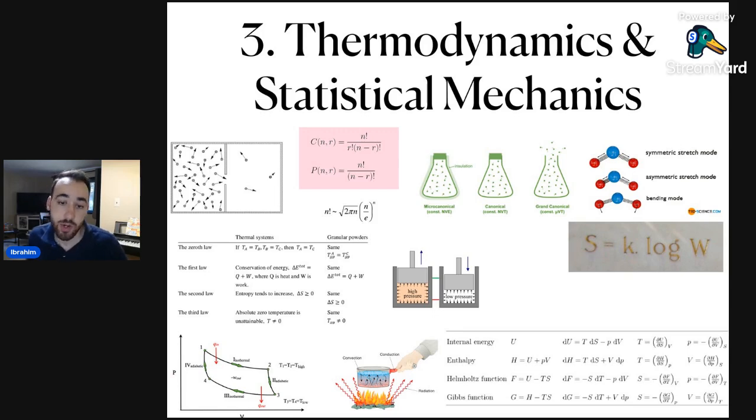So these state functions are typically your internal energy, your enthalpy, your Helmholtz free energy, and your Gibbs free energy. And they are related through these Maxwell relations, as well as the Legendre transformations.